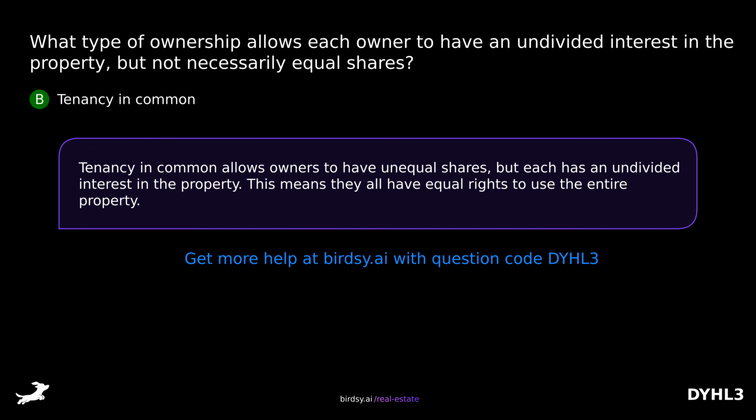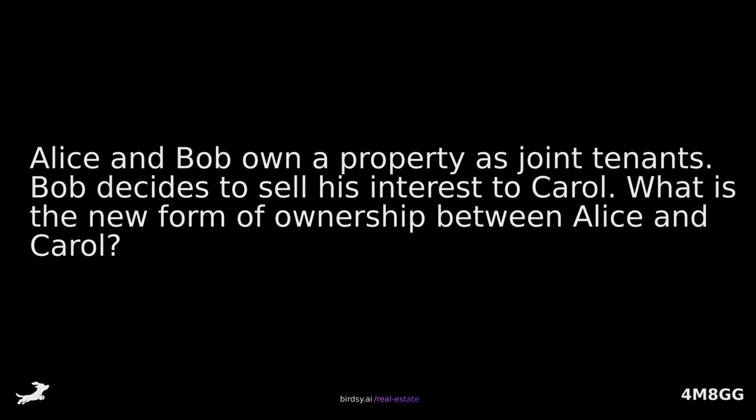Tenancy in common allows owners to have unequal shares, but each has an undivided interest in the property. This means they all have equal rights to use the entire property. Alice and Bob own a property as joint tenants. Bob decides to sell his interest to Carol. What is the new form of ownership between Alice and Carol?